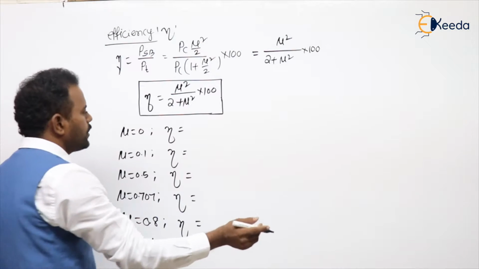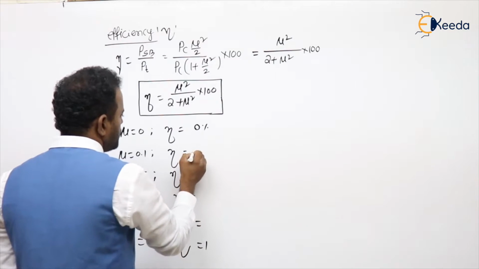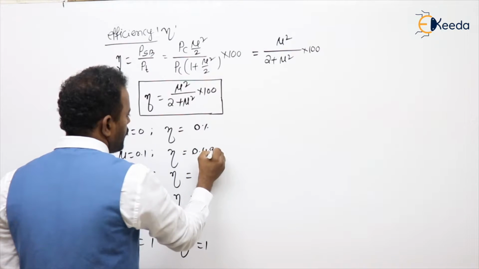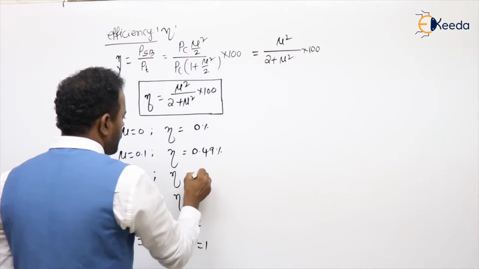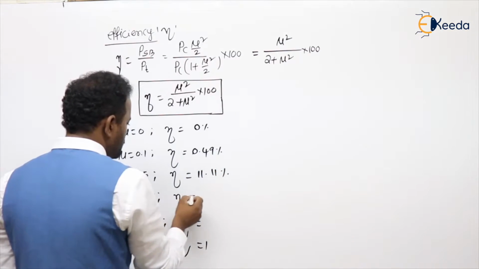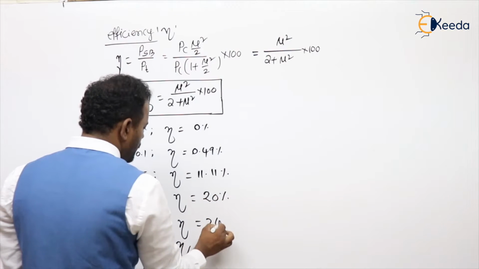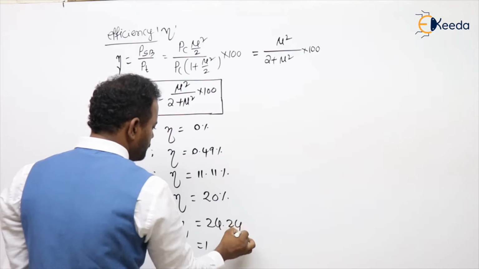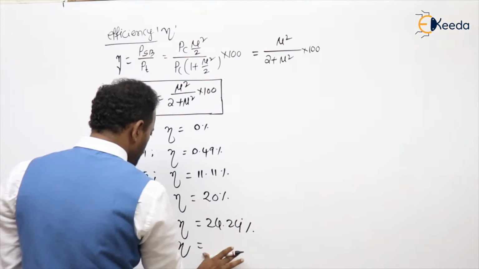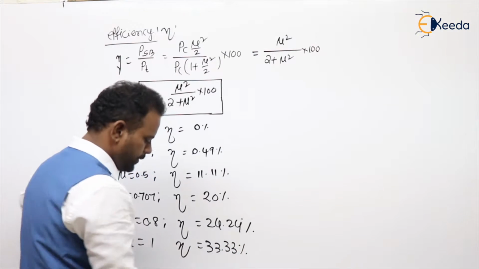For mu equal to 0, if you substitute there, 0 only. For 0.1, you will get 0.49 percentage. For 0.5, 11.11%. For 0.707, approximately 20%. For 0.8, 24.24. For mu equal to 1, you will get the maximum, we already saw, 33.3.